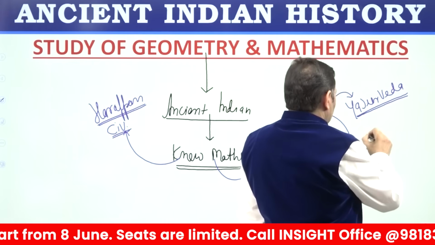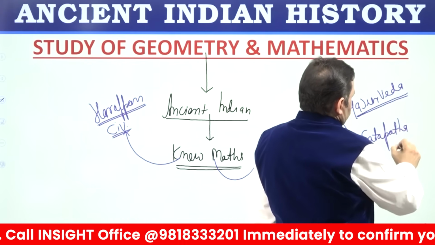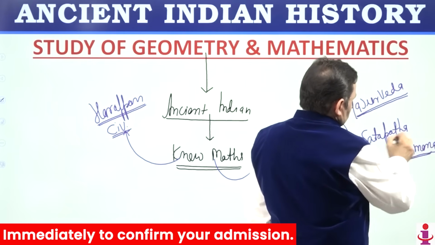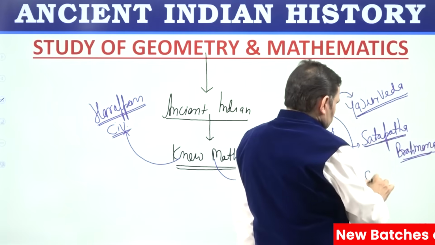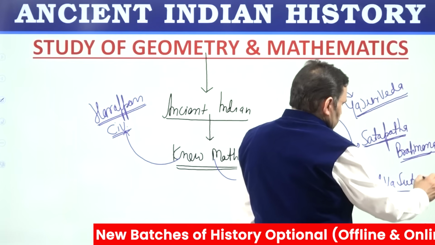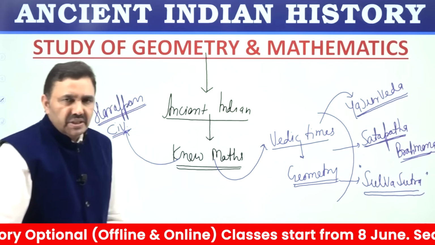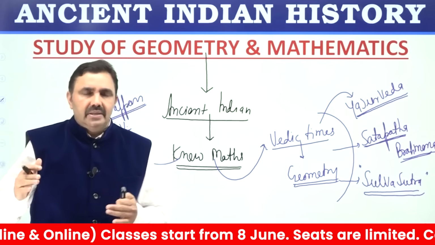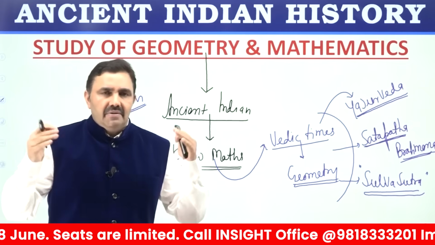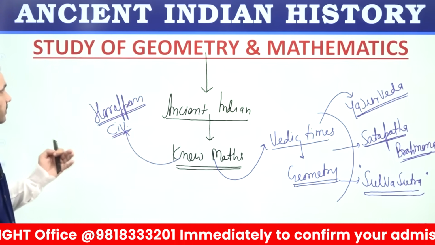Some parts of Yajurveda are known as Shatapatha Brahmana. So Shatapatha Brahmana is a part of Yajurveda. It also contains knowledge of geometry. And Sulvasutra is another book related to Yajurveda. Sulvasutra also contains knowledge of geometry. So ancient Indians knew geometry, they knew mathematics. In later classes, when you move to a higher level from foundation, I'll explain other mathematical and scientific concepts known to ancient Indians.